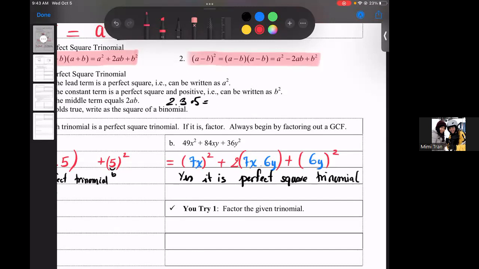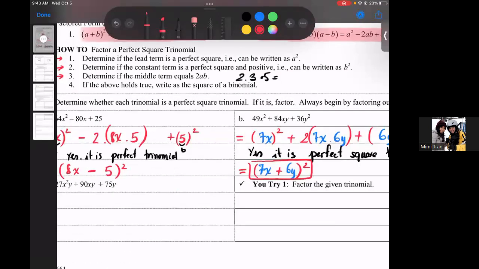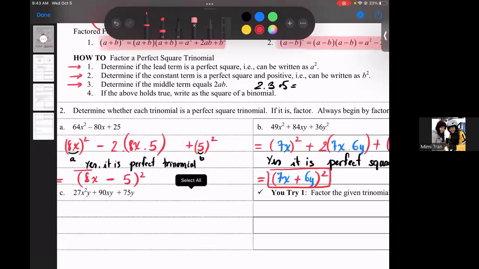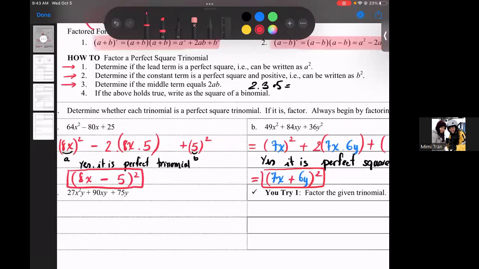And now you can factor using the pattern, right? It's a plus b, all squared. A is 7x and b is 6y, and then plus. Let me box my answer. Why don't you guys try C before I show you?